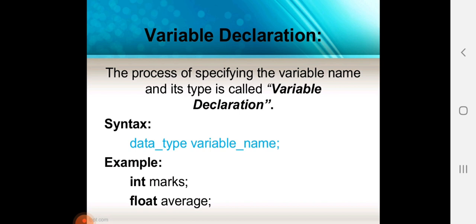We have to write the data type and then the variable name, finally end with a semicolon. For example, int is a data type and marks is a variable name, finally end with a semicolon. So here marks is a variable name which belongs to data type integer. Integer means it is a whole number. It does not contain any pointing values. And float is a data type, average is a variable name, finally end with a semicolon. So here average is a variable name which belongs to the data type floating point. It contains pointing values, that means fractional part.